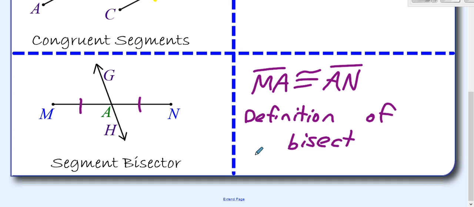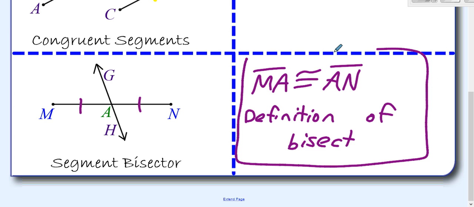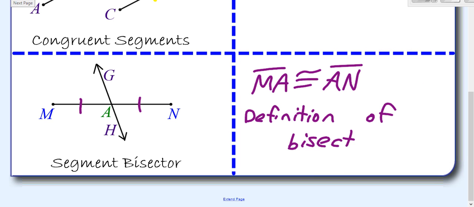So this is already kind of in a box. If that is just in a box and that were to flow into another one, that's a flow proof. Right there, we've got a statement and a reason in the box. If this was two column, then this would be on the left side, and then definition of bisect would be your reason on the right side.